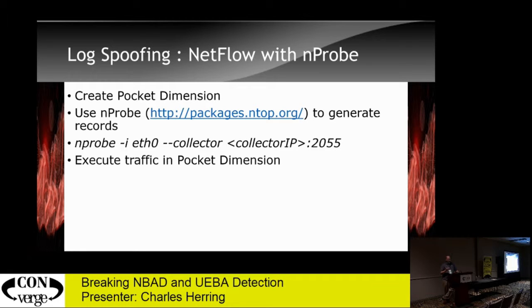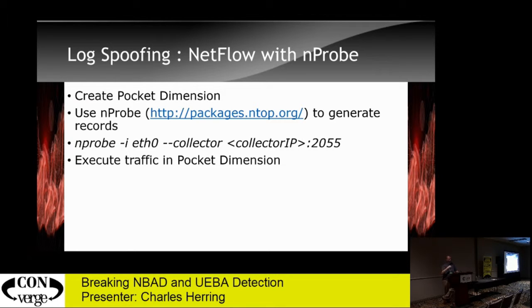NetFlow is a little trickier just because of the nature of NetFlow, but if you spin up a pocket dimension, you download nprobe, and you run nprobe on one of the NICs inside of the pocket dimension, it's going to sniff the traffic going in your little imaginary network, and it's going to generate NetFlow records and send them to the place you want them to go to.